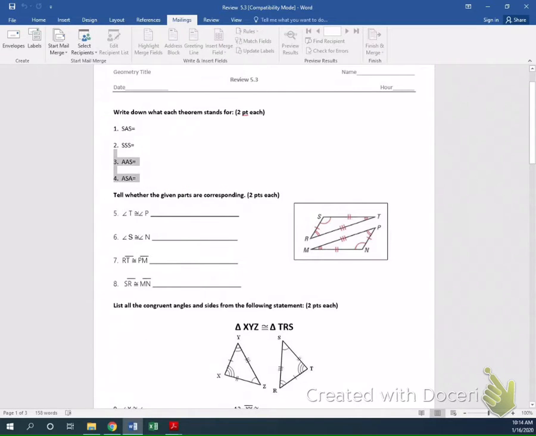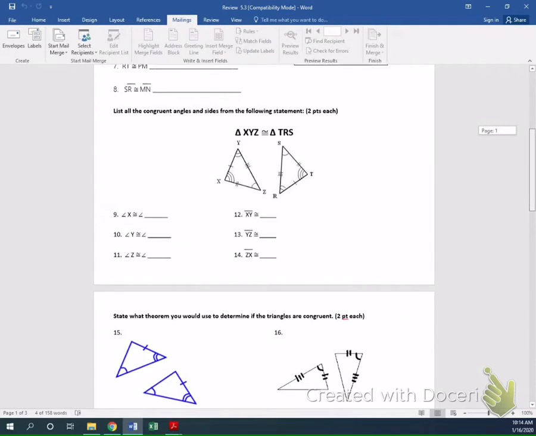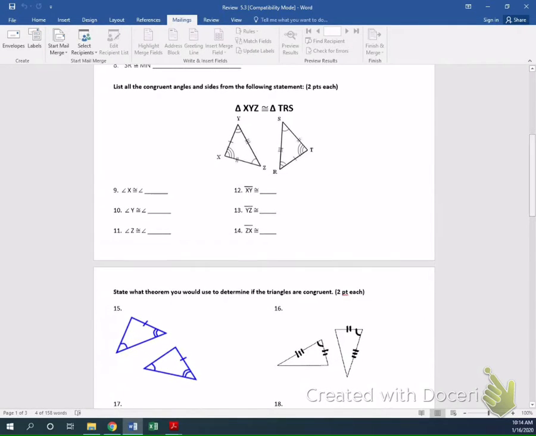All right, go to the bottom of the front. Here we are going to just list the parts that are corresponding. Number 9 is T. Great. 10 R. 11 is 12 T R. Whoa, whoa, whoa. Okay, so XY goes with which one? What'd you get for 12? T R. Perfect.